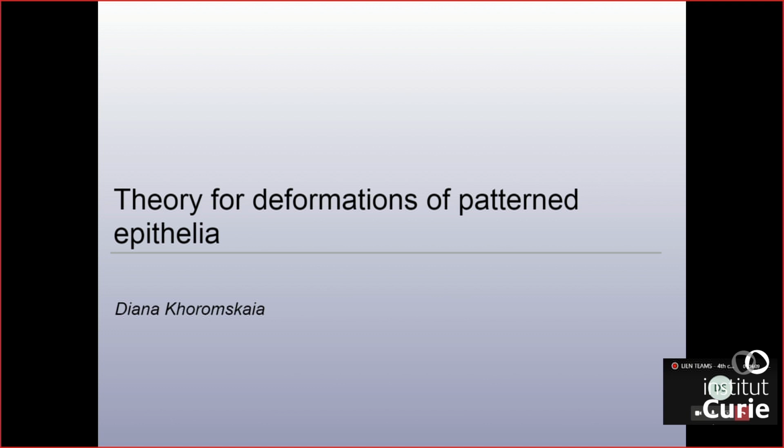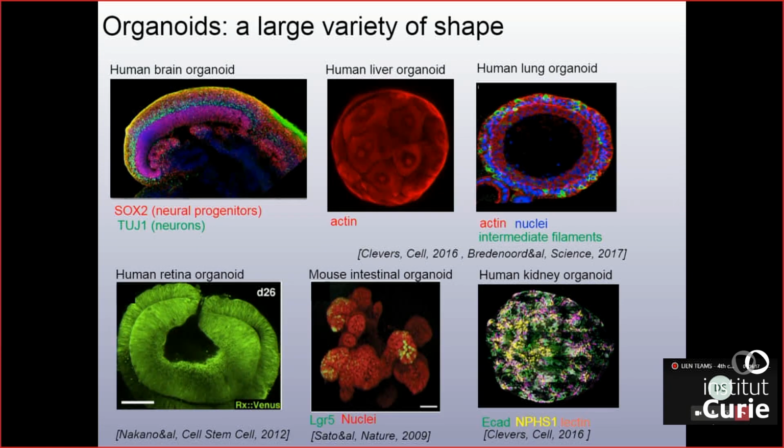So now we have this theory for epithelia. Here I've applied it to tumors, but we also wanted to look more generally at what we can predict with this theory. Our general motivation is to look at morphogenesis and also organoids. These images show a few examples of organoids, which are really remarkable structures. They come from stem cells, which are grown in vitro.